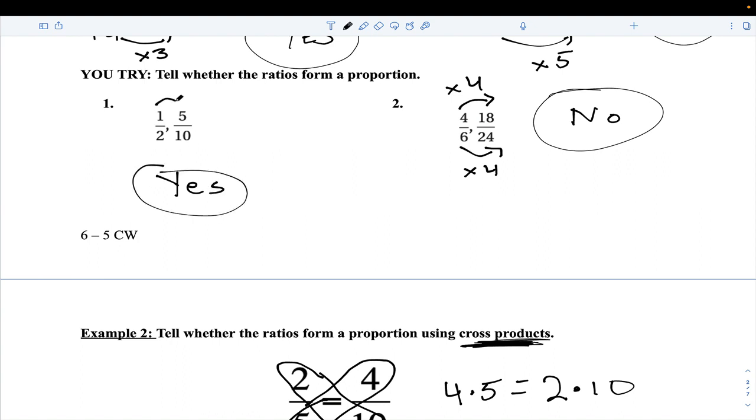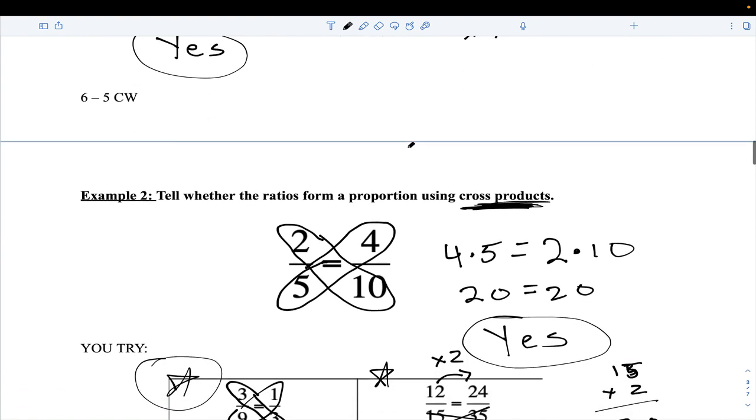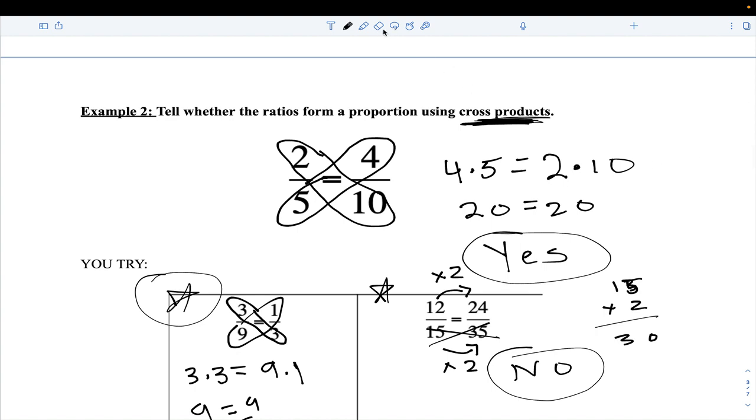Multiplication. 1 times what is 5? 5. And 2 times 5 is 10. So this works. It checks off. You can put yes. Could you also simplify 5/10 pretty easily? Yes, divide it by 5 and you get 1/2. Both ways work. You can choose whichever one is the best for you.